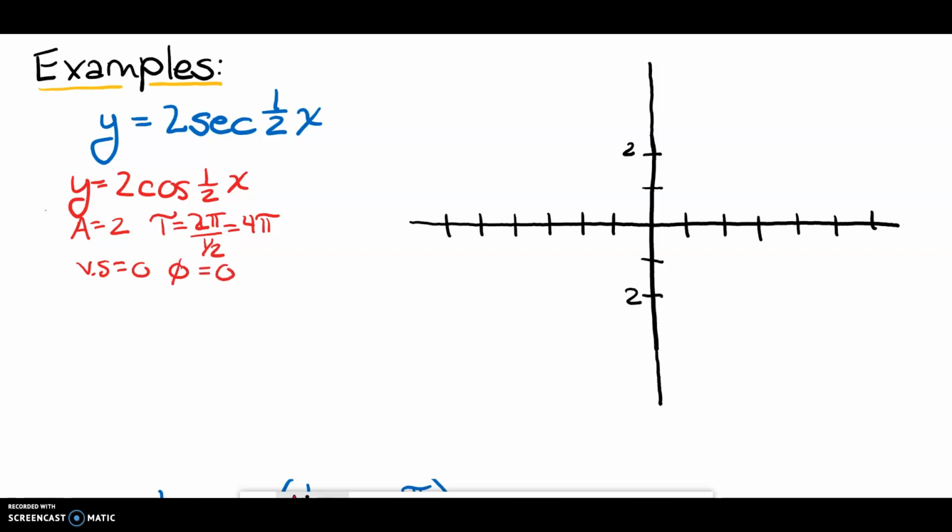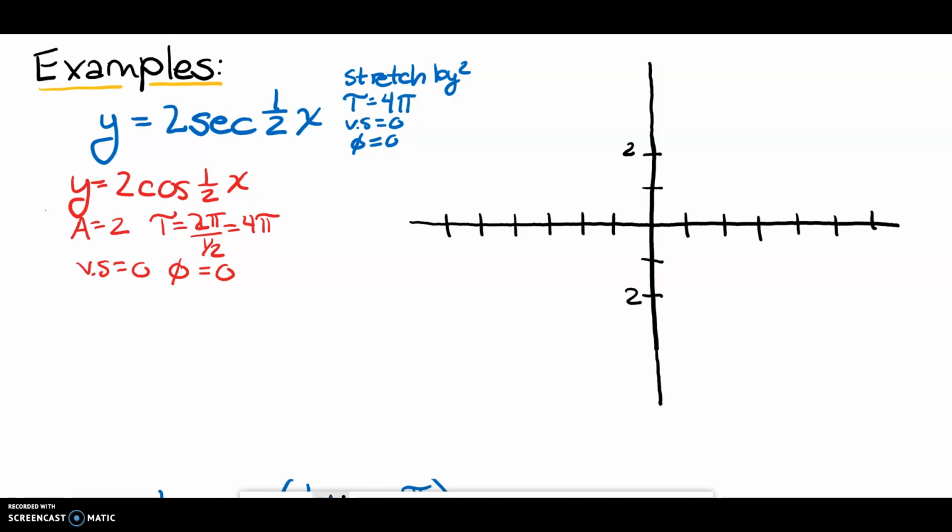All right, so how do those values translate to my secant function? I have a stretch of 2. I have a period of 4 pi, so our periods are the same. Cosine does have an amplitude, but my secant does not. It has a stretch by 2. My vertical shift is 0, and my phase shift is 0. So really the only difference is that cosine has the amplitude and secant does not.